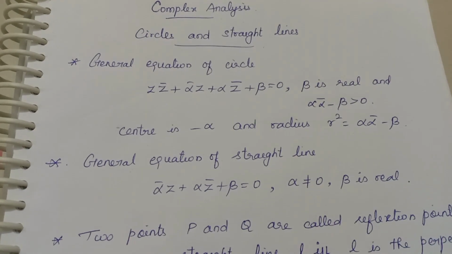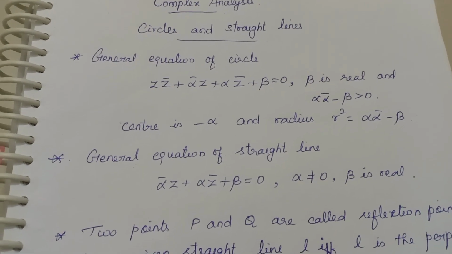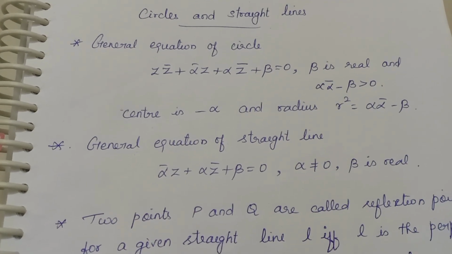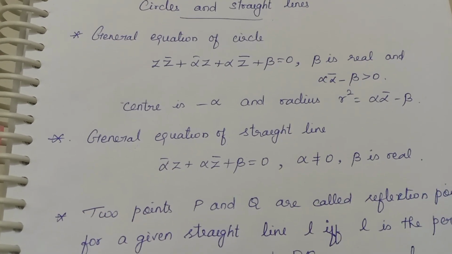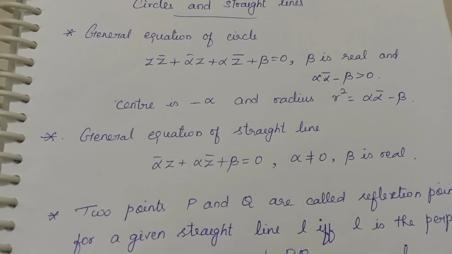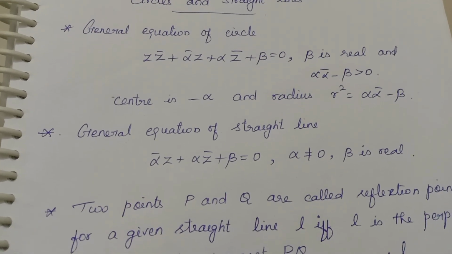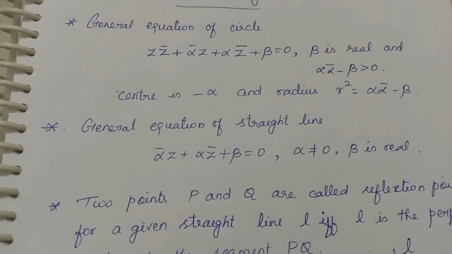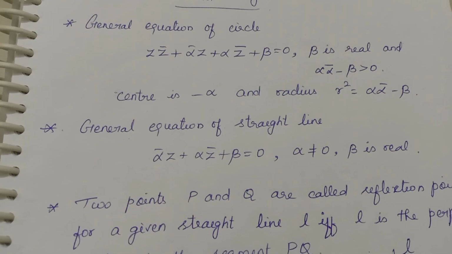Welcome to Nardar Academy. In this video, we are going to discuss the general equation of circles and straight lines in the complex plane, reflection points with respect to a straight line, inverse points with respect to a circle, and finally collinear or concyclic points. Okay, let's start with the equation of a circle.